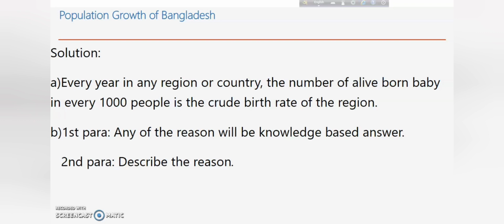Here I have given some solutions for you. For question A, what is the crude birth rate? You have to answer that every year in any region or country the number of live-born babies in every 1,000 people is the crude birth rate of the region.